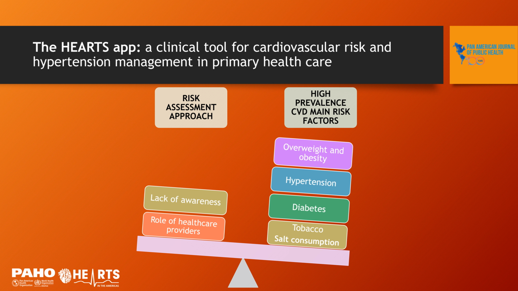The cardiovascular disease crisis is consistent with the high prevalence of its main risk factors at population level. More than 60% of people in the region are overweight or obese. 20% have high blood pressure. On average, 9 grams of salt are consumed per day. 80% have raised blood glucose, and 50% use tobacco.